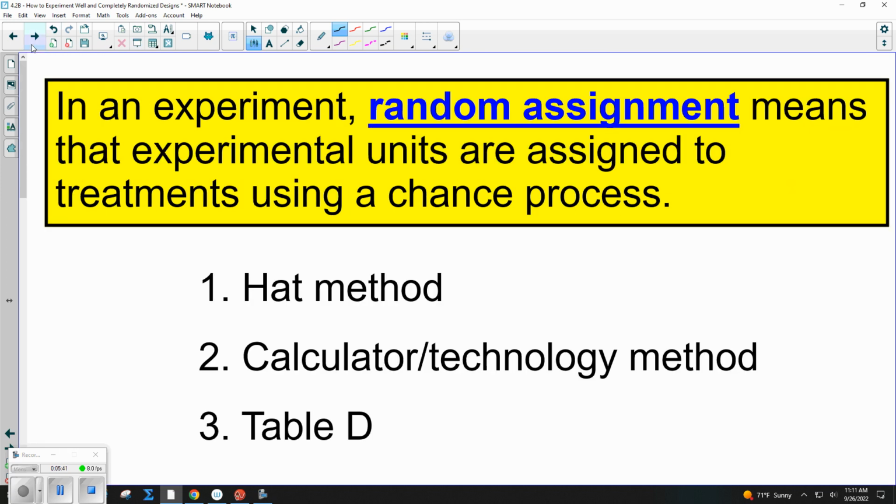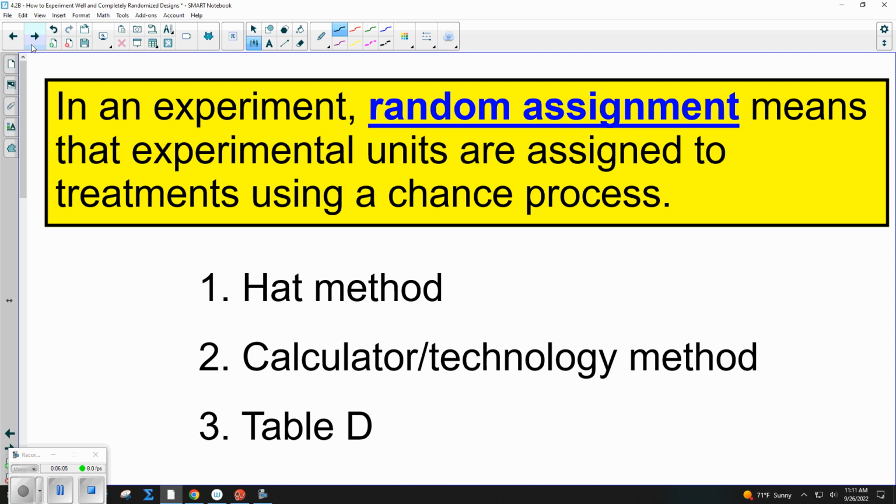Okay, in an experiment, random assignment means that treatment experimental units, that's you guys, are assigned to treatments using a chance process, okay? This is the most important thing of a completely randomized design. So one of them is to have a control group, but this one is also the whole point of an experiment, is random assignment, okay? You have to have random assignment to have an experiment.